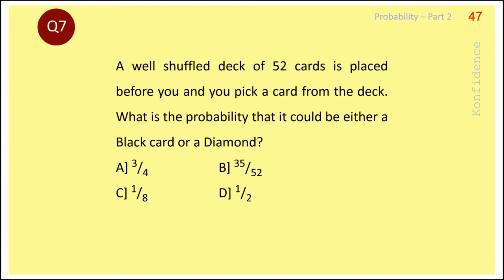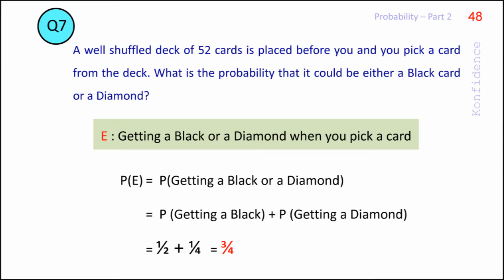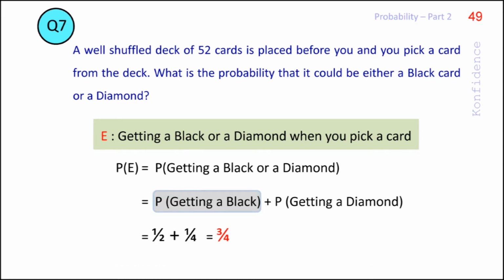From a deck of cards, we pick a card. What is the probability that the card picked is either a black or a diamond? In this case, the answer is 3 by 4 and not 1 by 2. This is so because the two sub-events, that of picking a black and that of picking a diamond, are mutually exclusive. Two events are said to be mutually exclusive if the occurrence of one rules out the occurrence of the other. In other words, mutually exclusive events will not occur at the same time.